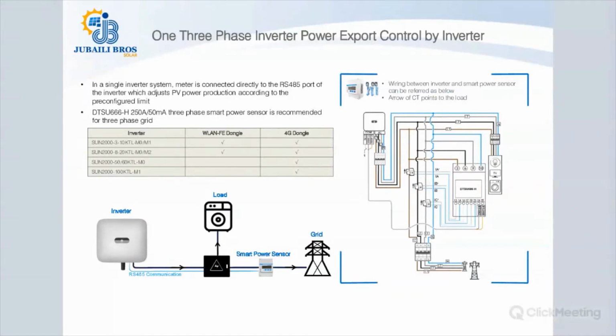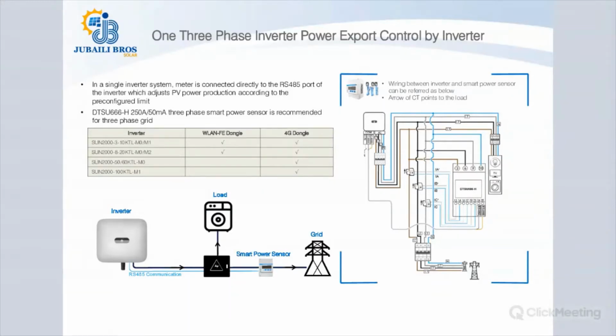Here we can see the list of the compatible inverters. We have the WLAN FE dongle from 3 up to 20 KTL. For the 4G dongle from 3 up to 100 KTL, we can see the compatible devices. Same scenario will be applied here.